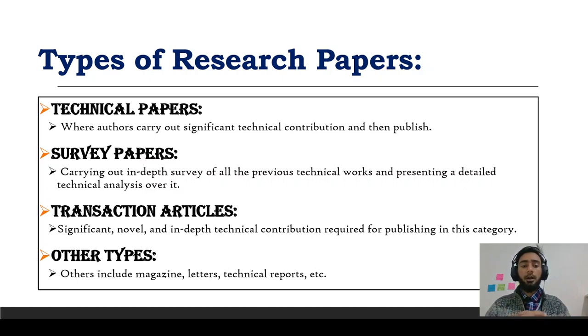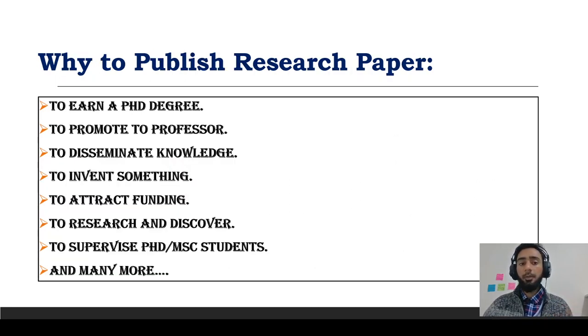And the third one are the transaction articles. Transaction articles, basically, as discussed earlier, they require a very in-depth technical contribution. And the last one are magazine articles, letters, technical reports. So they are like different types of research papers that can be published in various venues.